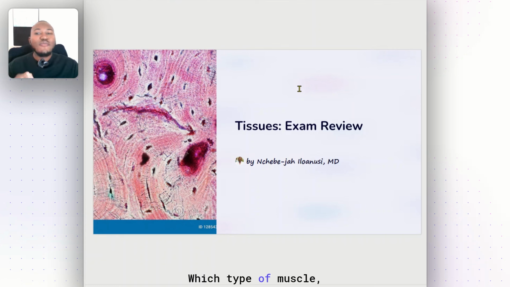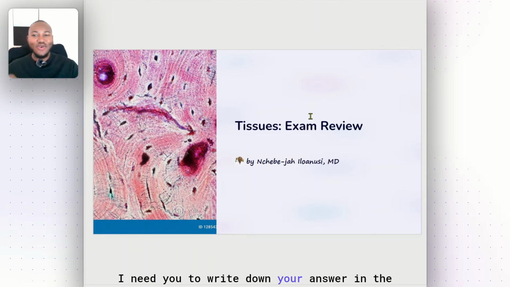Okay, which type of muscle tissue is found in the walls of hollow organs? We have the smooth, we have the cardiac, we have the skeletal, we have the organ muscle, we have the elastic muscle. Which one? I need you to write down your answer in the comment section below, all right?